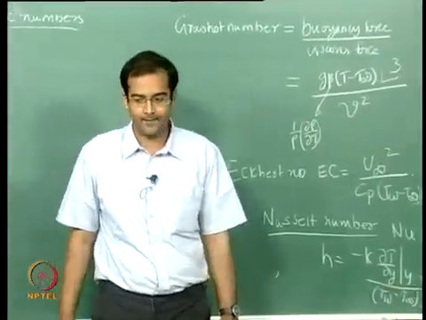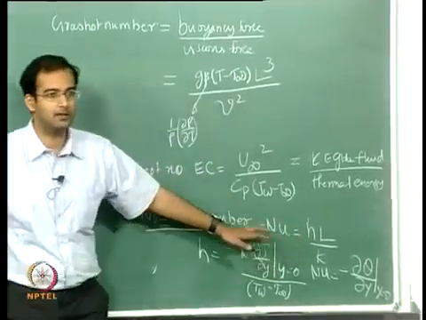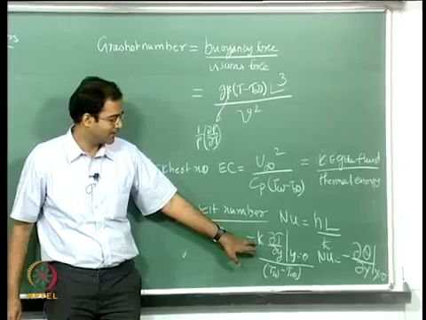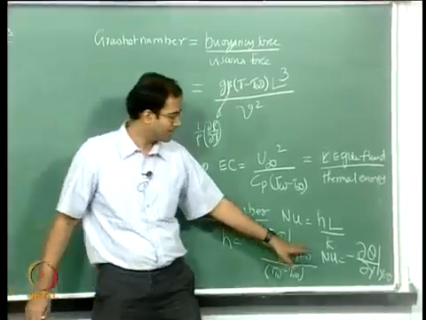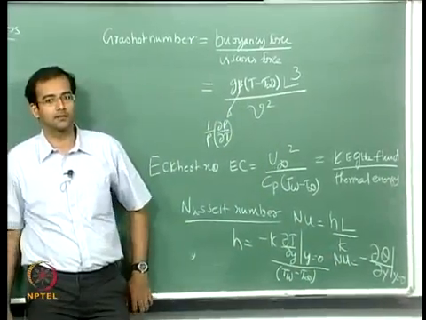Alright. So now you understand why we define the Nusselt number in this particular way. If you have a dimensional form of heat transfer coefficient which is related to the temperature gradient, your Nusselt number is exactly nothing but your non-dimensional temperature gradient.